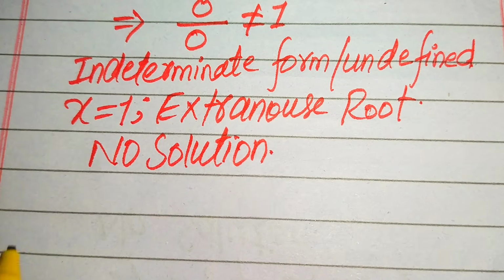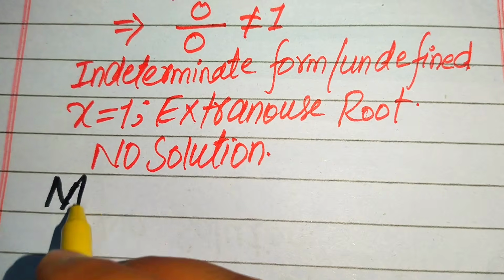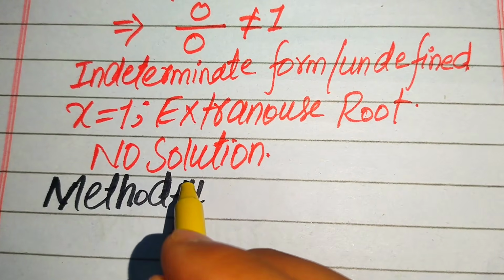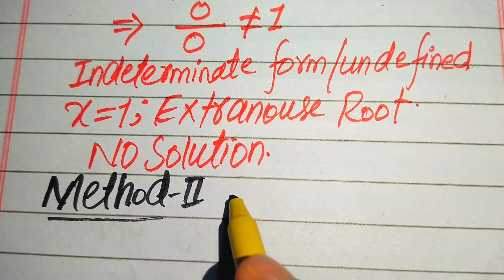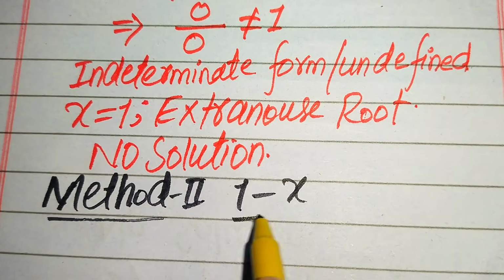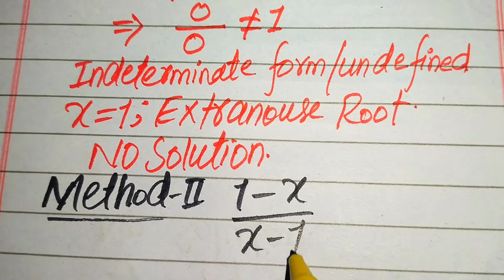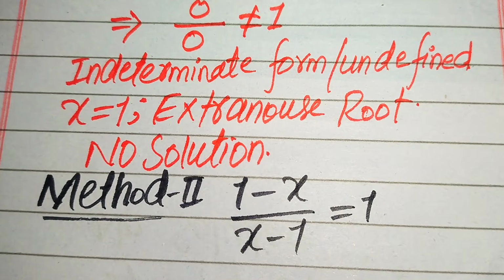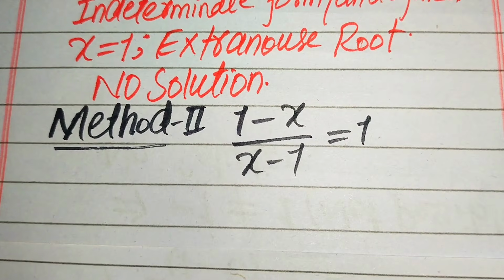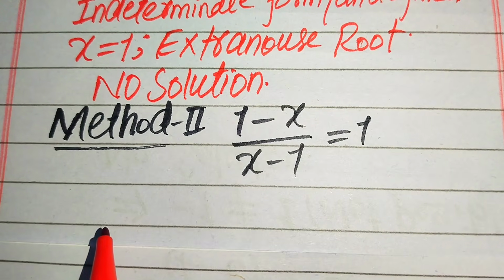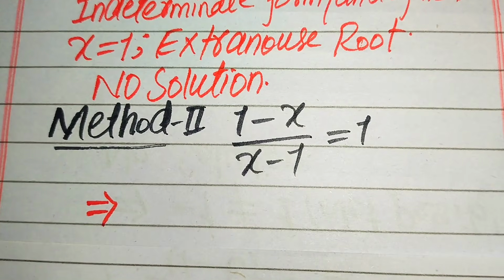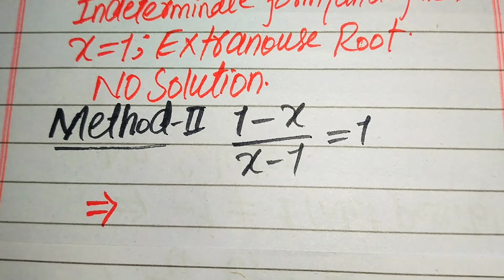So for the second method, we copy down the given question statement here, and the given question statement is (1 minus x) divided by (x minus 1) is equal to 1. This is our given question statement. And here we use another technique to solve this problem for the values of x. So this method is very straightforward and quick. Here we quickly determine the solution set of this problem.